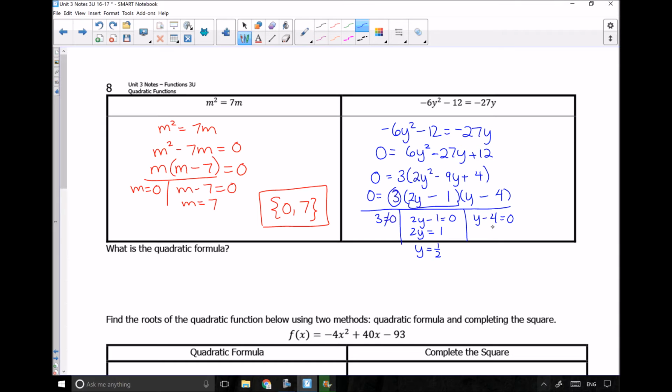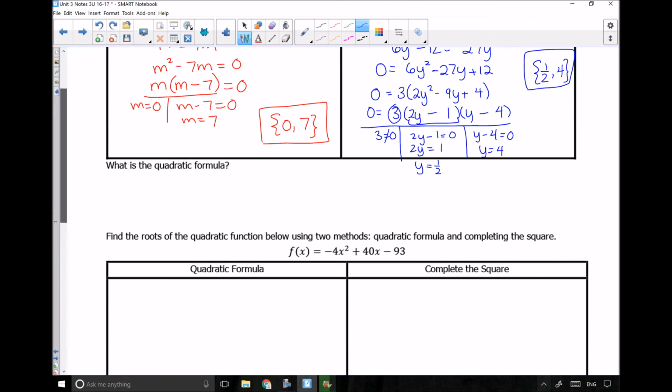And then here, to get rid of this minus 4, I would add 4, so I would get y equals 4. So my solution here would be 1/2 and 4. Okay? All right. Now, let's see if you guys remember the quadratic formula.